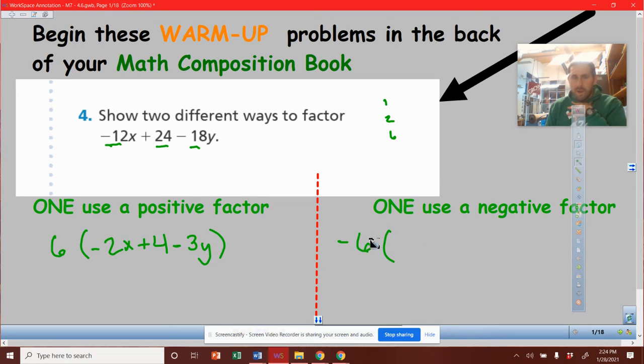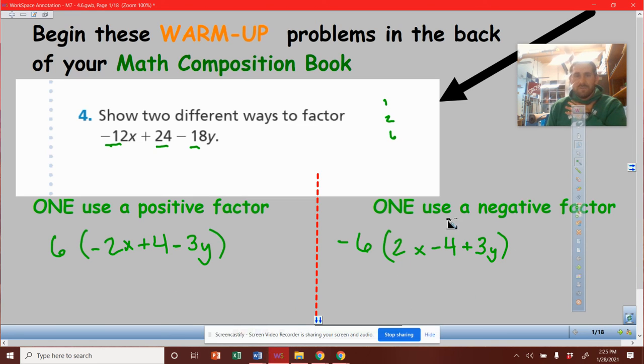So same process here. We just got to be careful with our negatives. We already have the negative, and we're taking a negative to get to a negative 12. So we're going to end up taking negative times a positive 2. All right. To get a plus 24, we have to take a negative times a negative. That'll get us a positive 24. And at the end, we're getting negative, but we already have negative. So it's a negative times a positive. Will give me a negative 18 at the end.